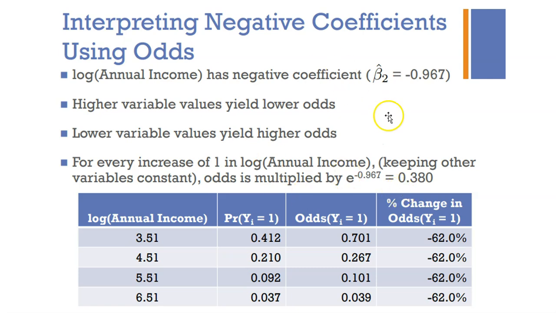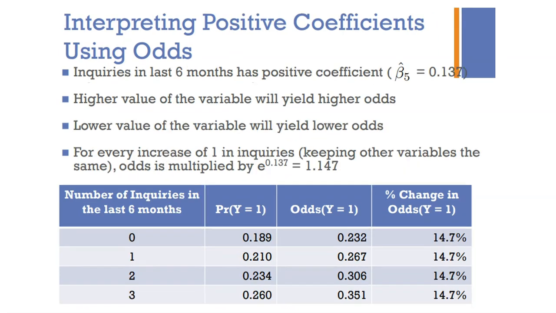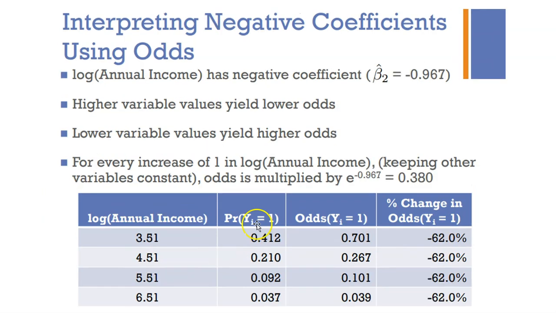And this is the opposite, right? This is negative. So if you paid attention here, the 1.147 is 14.7% higher than 1, and that's the risk. And here is the opposite of this number. This is 38%. The opposite of 38% is 62%.